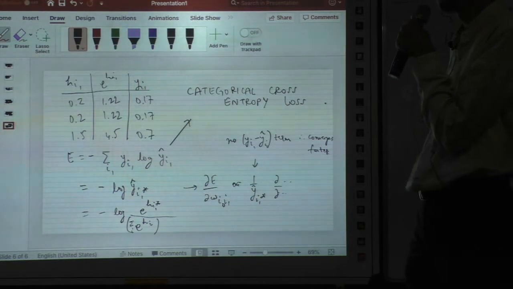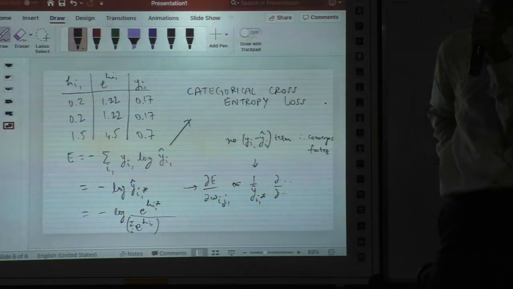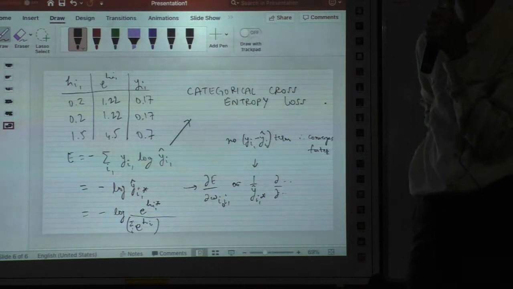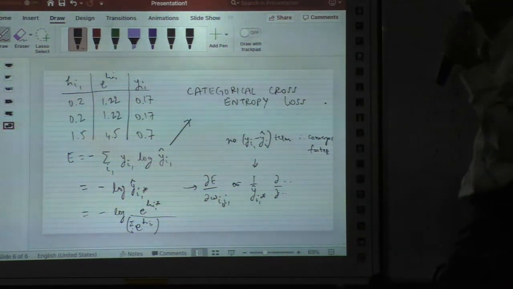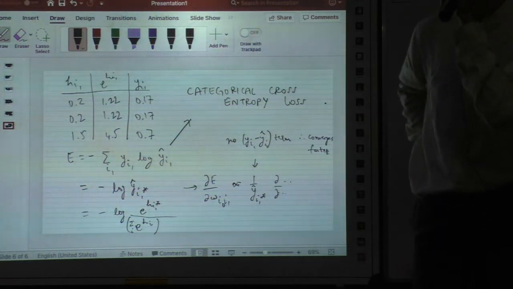How did you compute that? How did you calculate it? Speak a little louder.